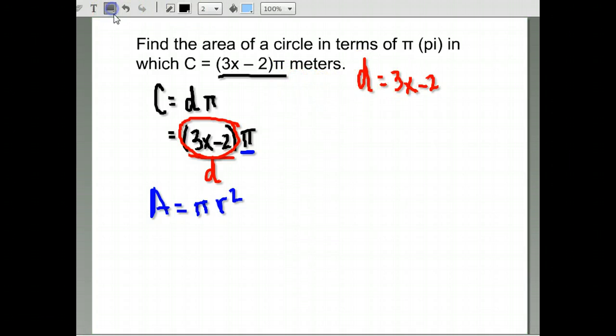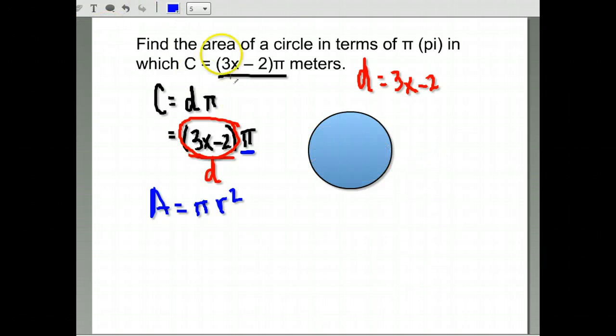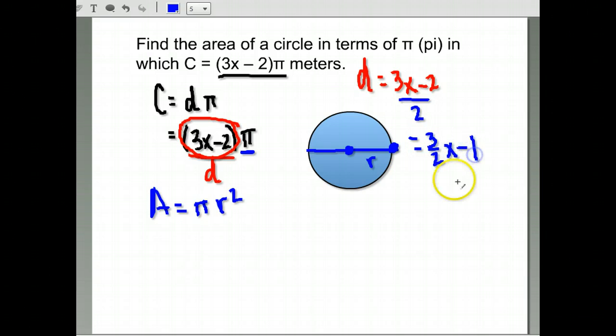So for just a quick second, let's talk about what that means. The diameter of a circle is the distance all the way across the circle. Okay, this is a diameter. The radius, which is what we want, is just half of that distance. So we're going to take this diameter and divide it by 2. That gives me 3 over 2x minus 1 for my radius. I just divided each part by 2.